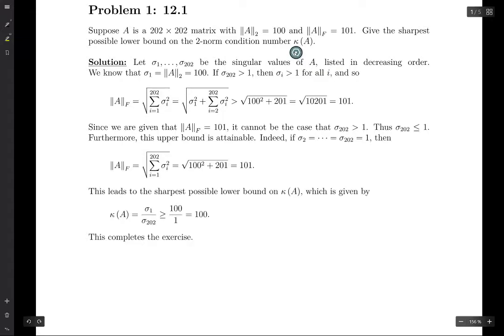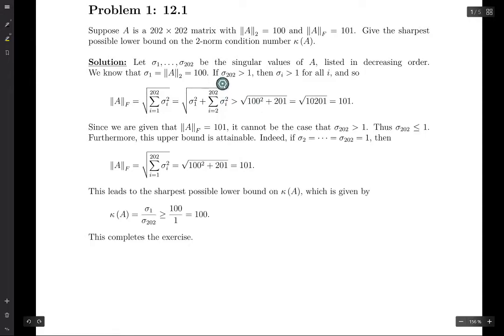So let's see, our A is a 202 by 202 matrix, so it has singular values sigma 1 through sigma 202. And of course, these are listed in decreasing order, and these are all positive. We know that sigma 1 is the 2 norm of A. That's something that we've proven, and that we know is equal to 100. So what we're going to prove is that the sharpest possible bound on sigma 202 is that sigma 202 must be less than or equal to 1.